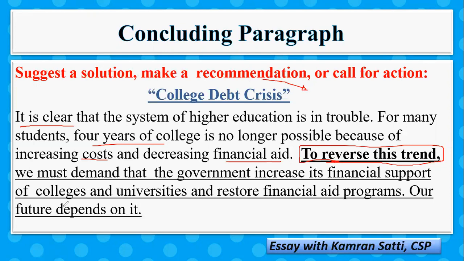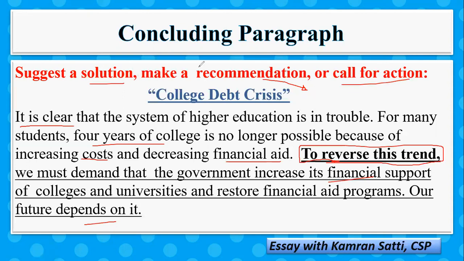So to reverse this trend, we must demand that the government increase its financial support of colleges and universities and restore financial aid programs. Our future depends on it. Okay, so now we have made a recommendation, we have suggested a solution, or we have called for action. We are telling that the government should do something about it.